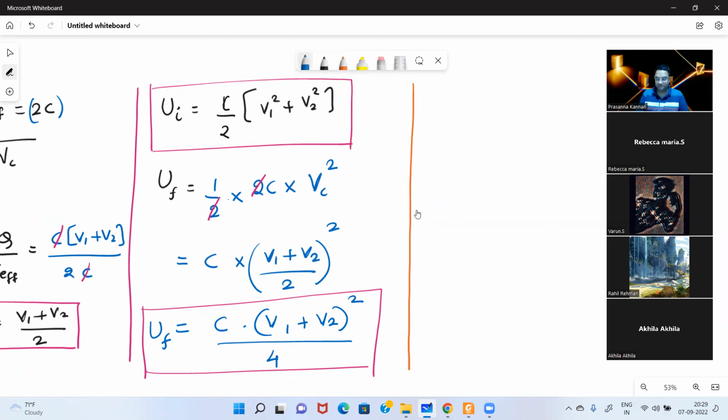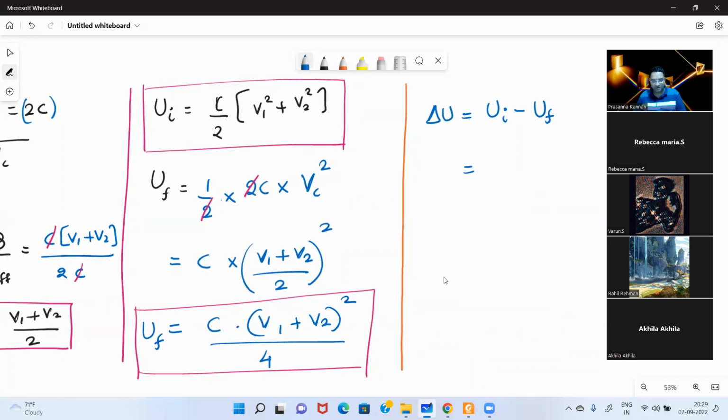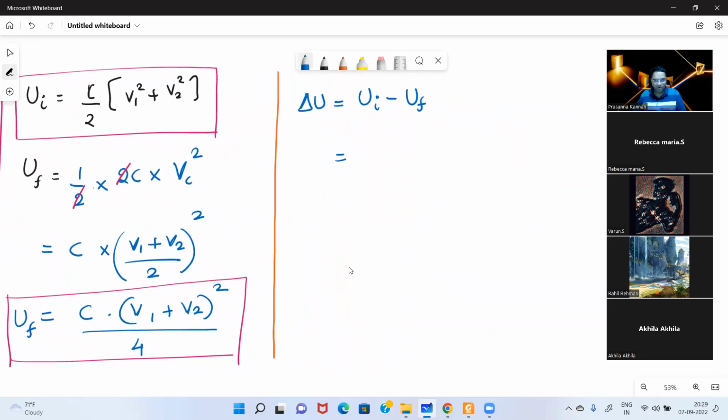So we need to find out the difference in the energies, the change in the energy or the loss in energy. Initially the energy will be greater, finally the energy would be lesser, because whenever you do charge sharing, some amount of energy is being lost.